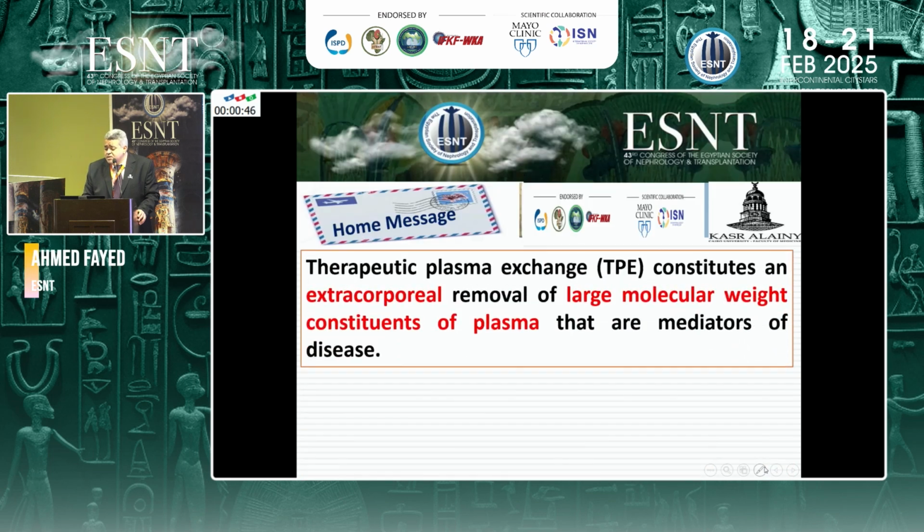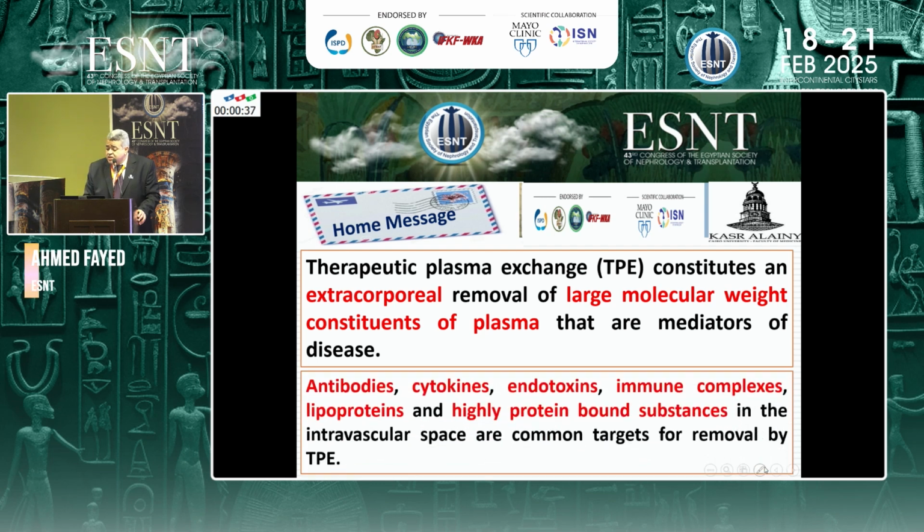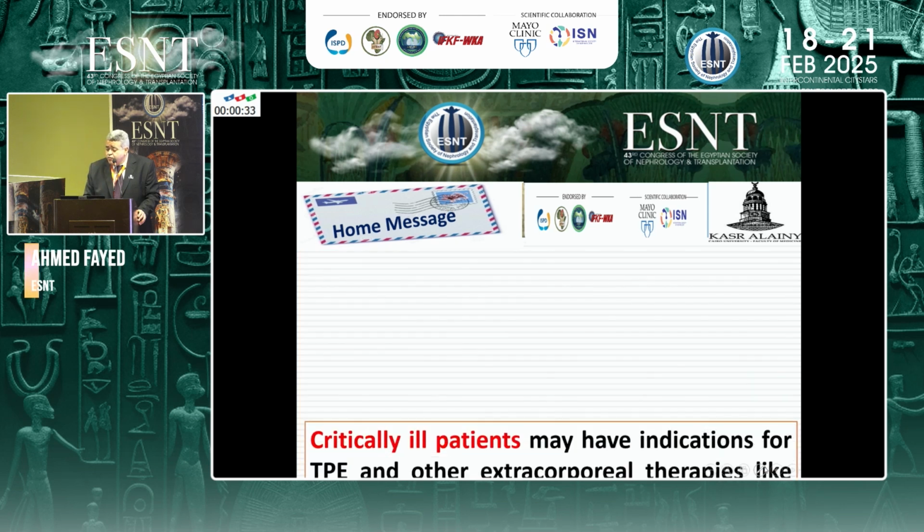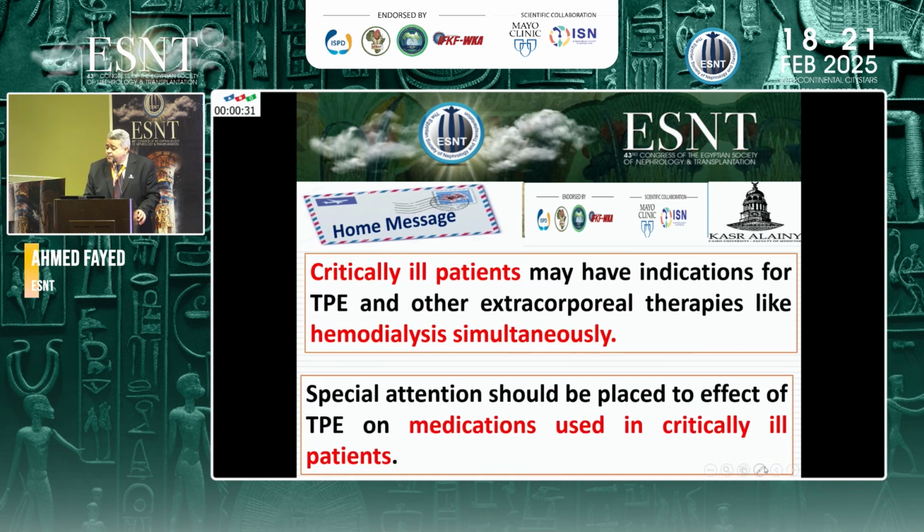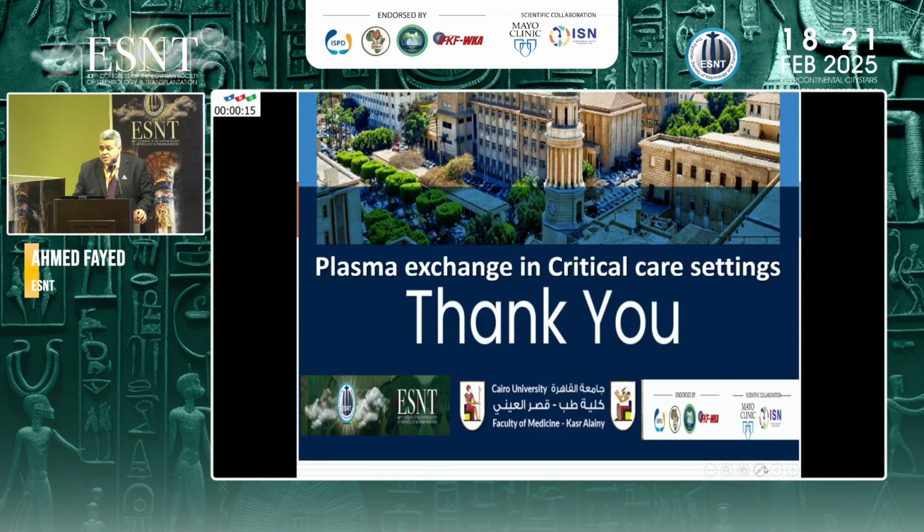And our take-home message: therapeutic plasma exchange achieves extracorporeal removal of the large molecular weight constituents of the plasma that are mediators of the disease, and only antibodies, cytokines and endotoxins can be removed. And don't forget, critically ill patients may have an indication for plasma exchange that needs other intermittent therapy like hemodialysis, and special attention should be paid to the medications in the critically ill patient. Don't forget this issue because it is very important.